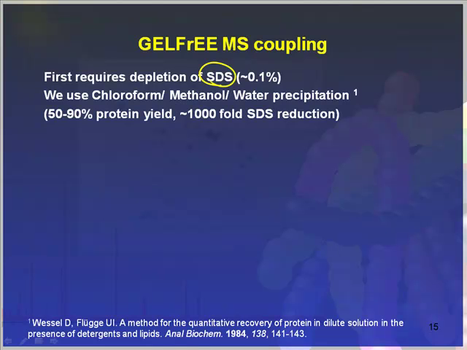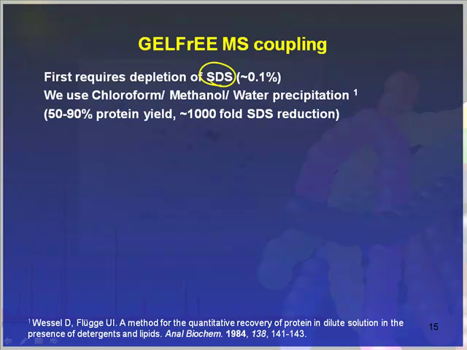We like the chloroform-methanol-water precipitation protocol in that it's extremely simple and extremely rapid to do. And it achieves very high protein yield, and it effectively removes that SDS from the sample down to a 1,000-fold reduction. So that little bit of SDS that's left behind will not affect your mass spec results.